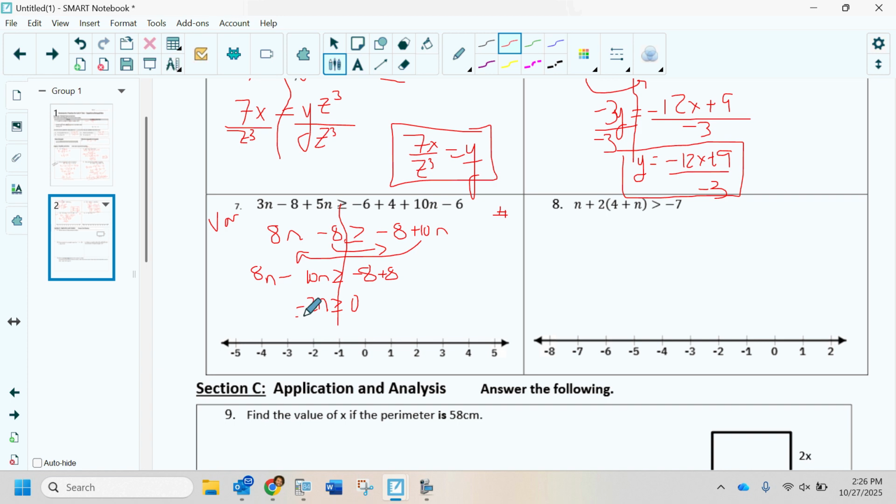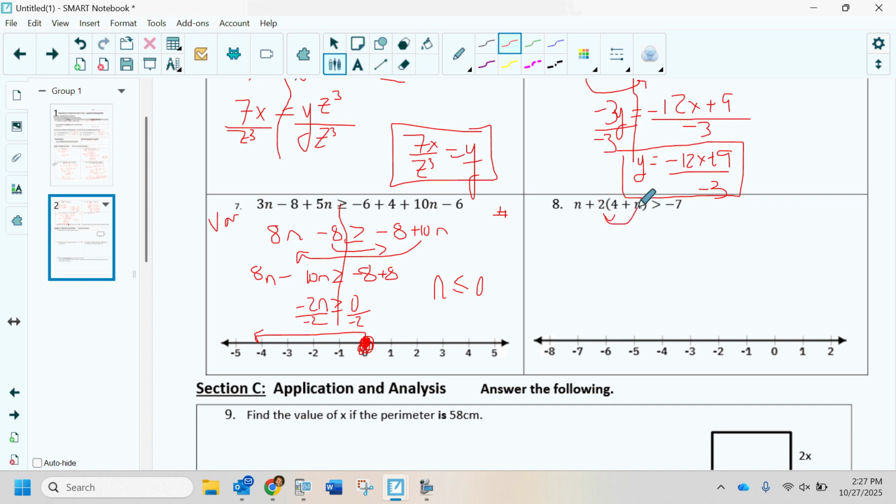I don't want negative 2n, so I divide by negative 2. And so n is what to 0? Well, we divided by a negative, so we have to flip our inequality. Now, the equal sign is always going to stay. And so we're at 0, so we're going to make a circle at 0. I'm going to fill it in because it's equal to, and then this says to go to the left, and so I will go to the left with my arrow. So you have to make sure you draw on the graph or else you don't get the points.